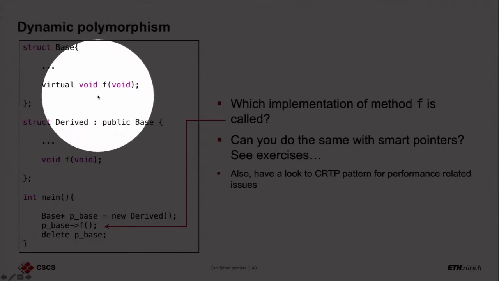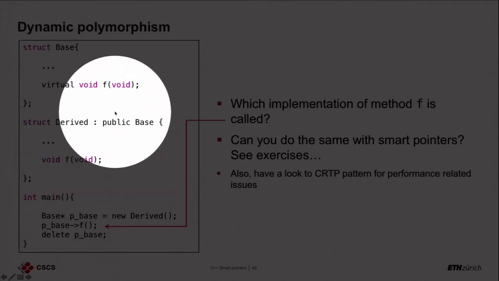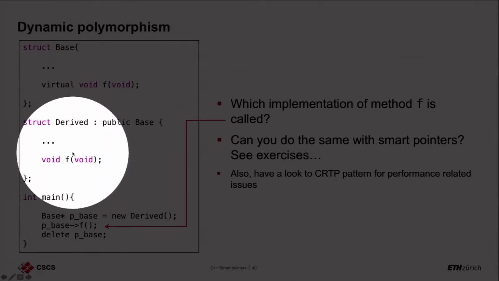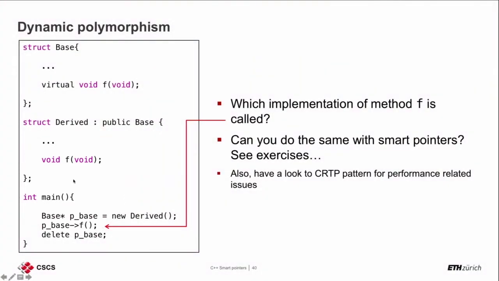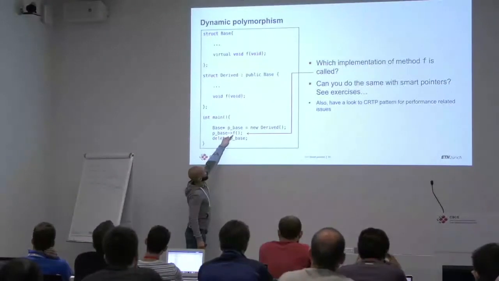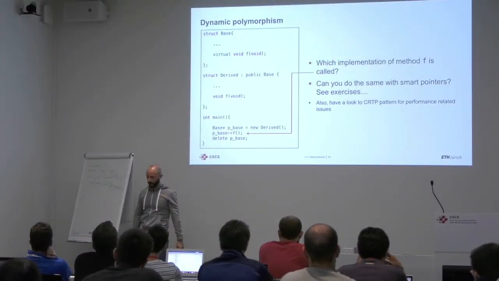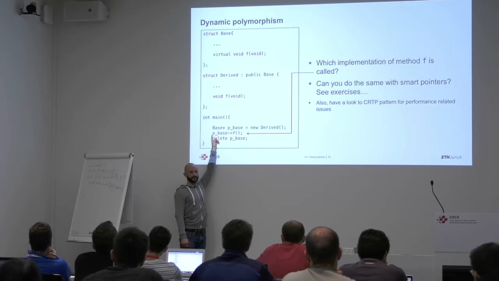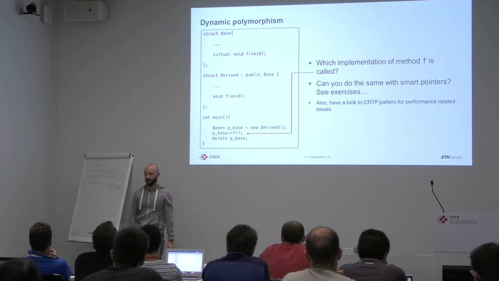So you have a base class that implements a virtual function f, and then you have the derived class that implements another version of the same function f. You already know that with the raw pointer, you can do something like this. You can create a pointer to base type with the new operator, making a call to the constructor of the derived type. And here, when you make a call to the f function that is provided in the interface of the base class, you are actually making a call to the derived class method.